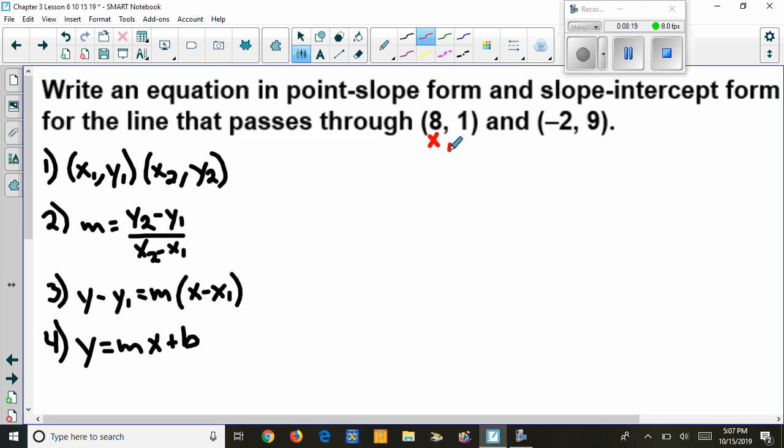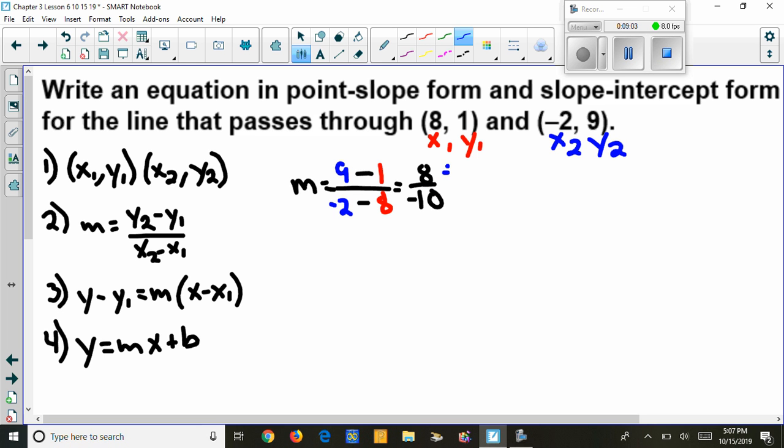So I have x1, y1, x2, y2. So my first set and my second set. I need to find m. Y2 is 9 minus y1, which is 1. X2 is negative 2 minus x1, which is 8. I end up with the fraction of 8 over negative 10.